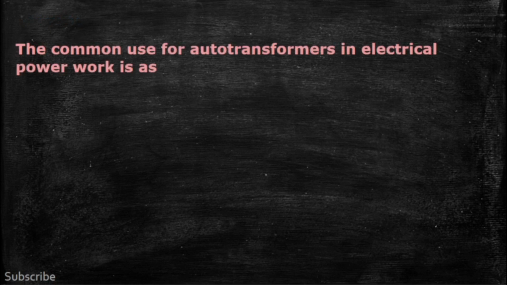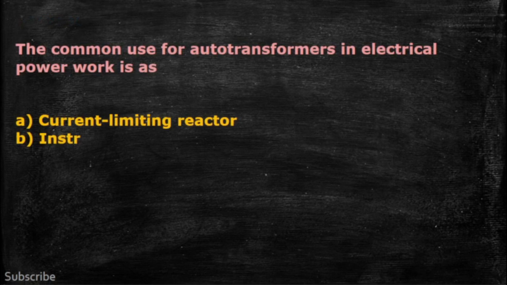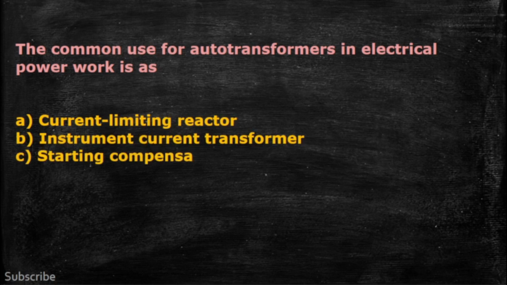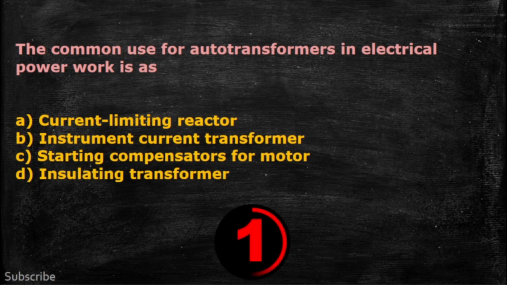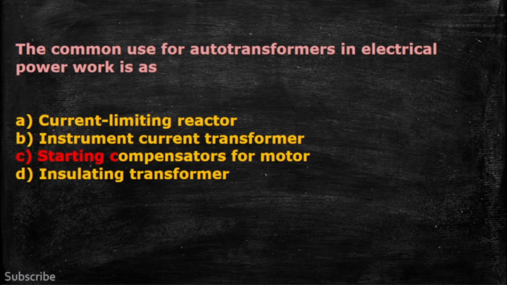Question number 47. The common use for autotransformers in electrical power work is as A. Current limiting reactor. B. Instrument current transformer. C. Starting compensators for motor. D. Insulating transformer. The correct answer is letter C, starting compensators for motor.